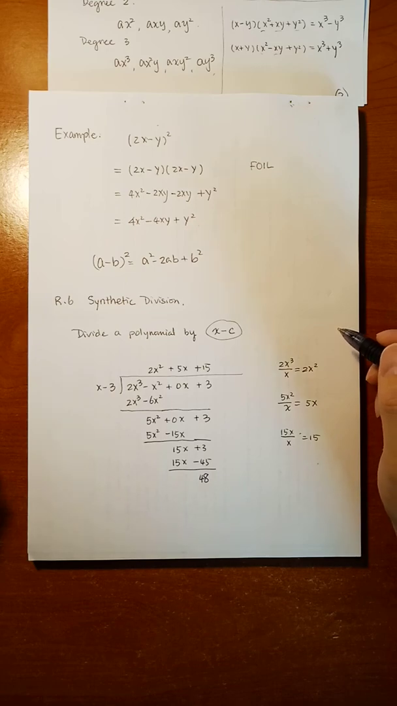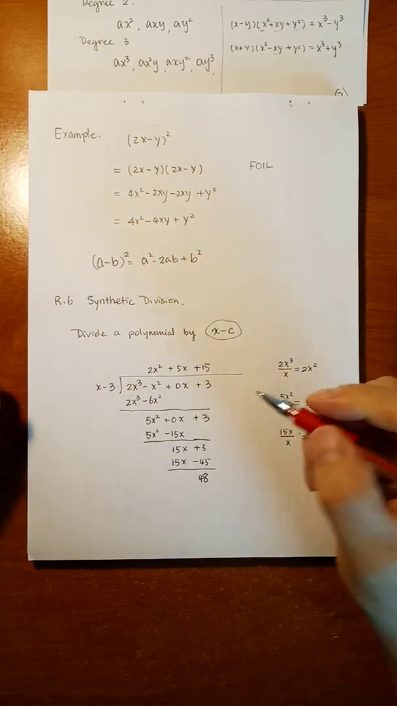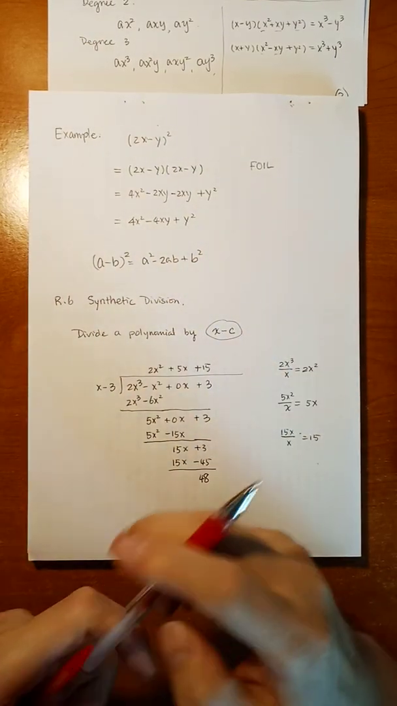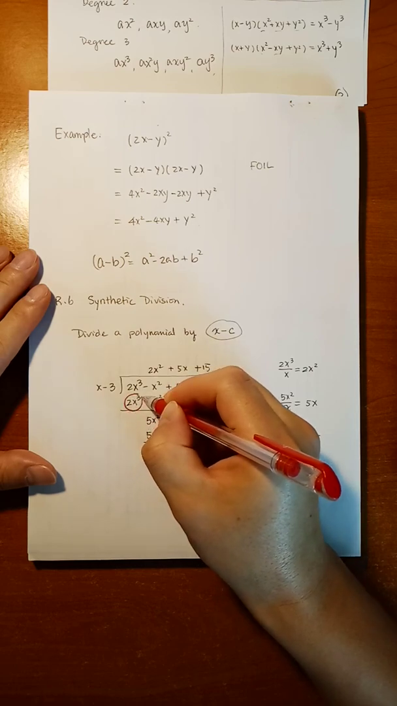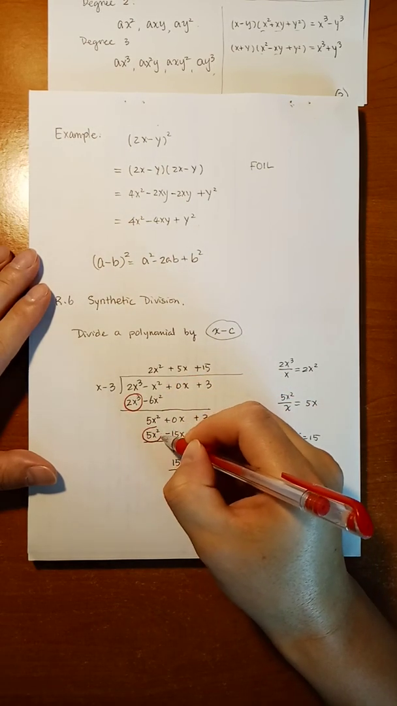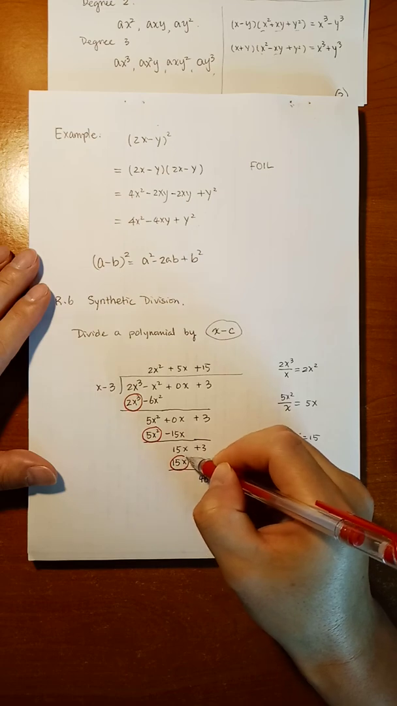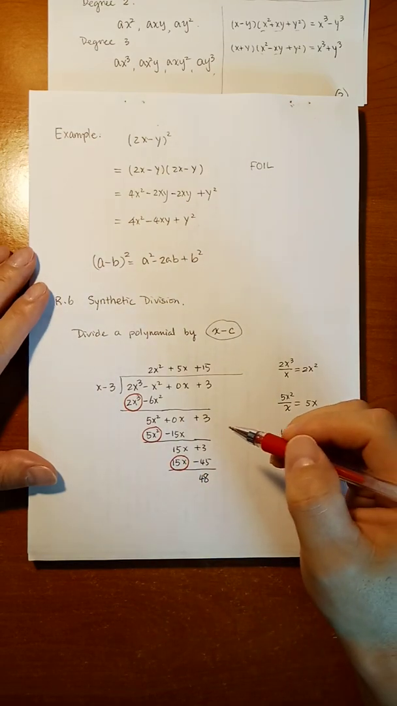Okay, so let's check. You see here, by this method, the first term always cancels. So this term is not necessary to write. This term is not necessary to write. And this term is not necessary to write. So you don't need them.